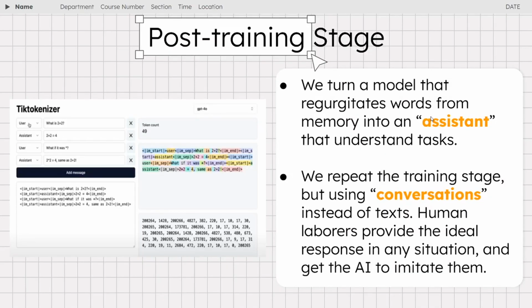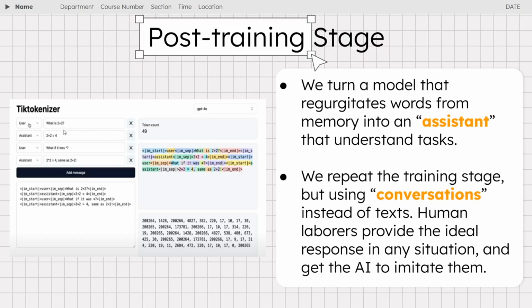So when we turn it into the assistant, it will be able to generate responses even if it doesn't know the topics of the words, or if the task is too complicated, it will still be able to generate something. So the way to do this, we repeat the training stage by using conversations instead of text.